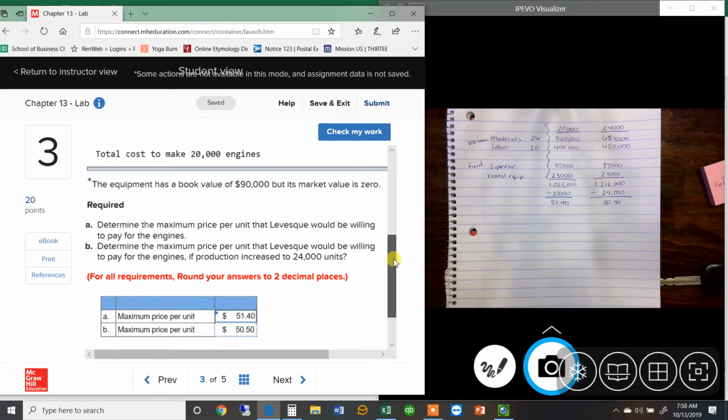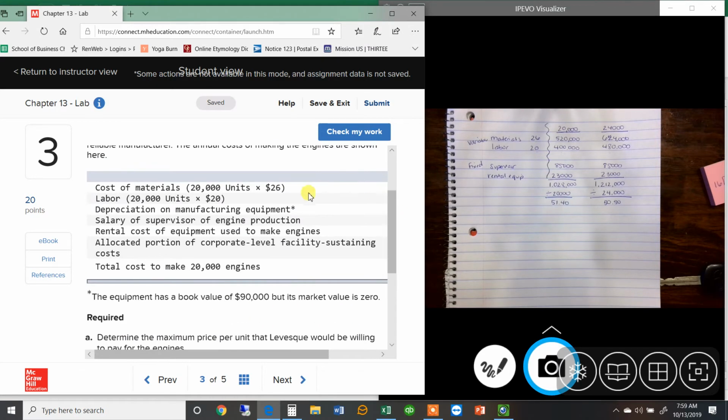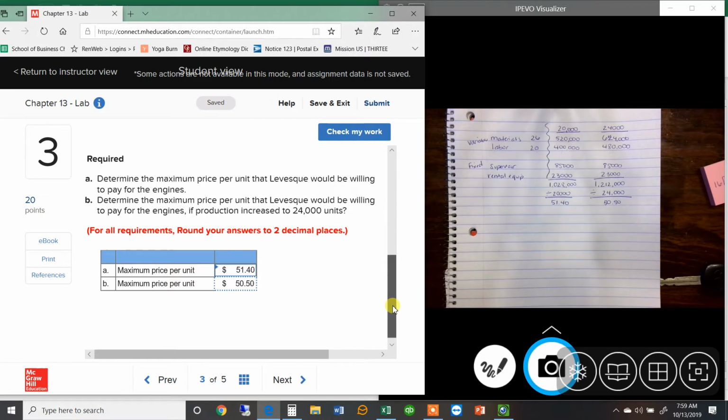Because the challenge is that even though I'm paying for this depreciation, and even though I'm paying for this facility cost, I'm going to pay for those whether I produce it myself or not. So those don't matter. All that matters is that these items would go away entirely if I stop producing those engines. And so those are the only ones I'm comparing it against.